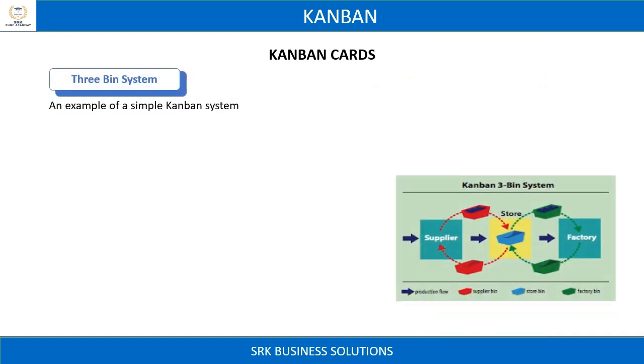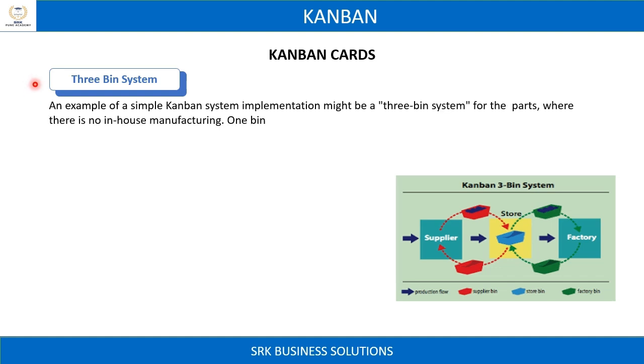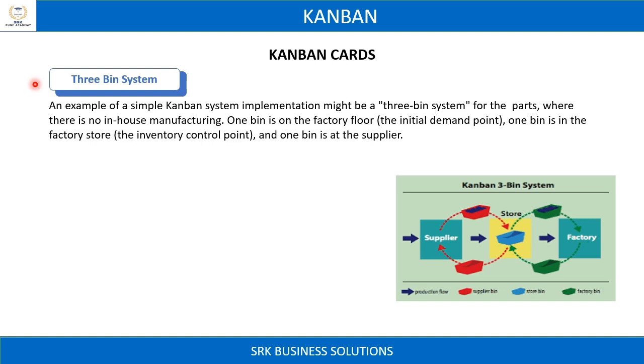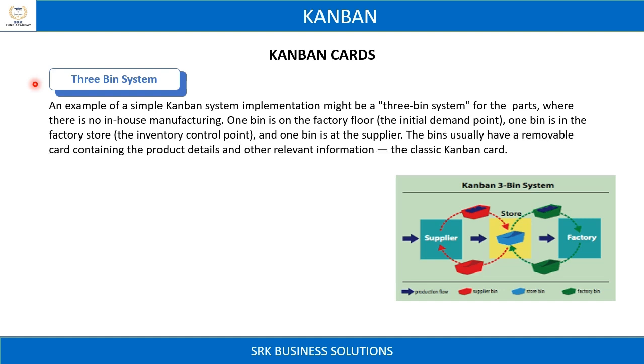An example of a simple Kanban system implementation might be a 3-bin system for the parts, where there is no in-house manufacturing. 1 bin is on the factory floor, 1 bin is in the factory store, and 1 bin is at the supplier. The bins usually have a removable card containing the product details and other relevant information.